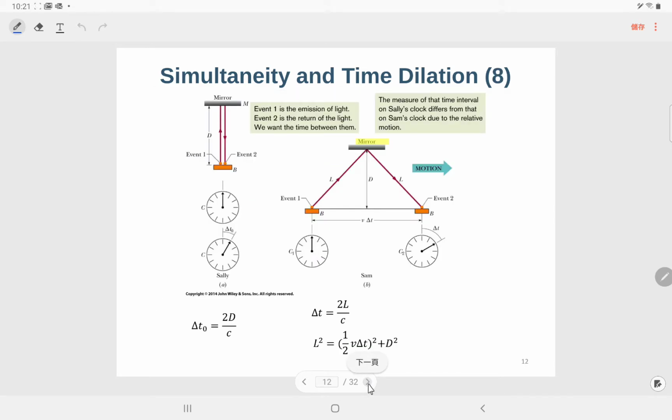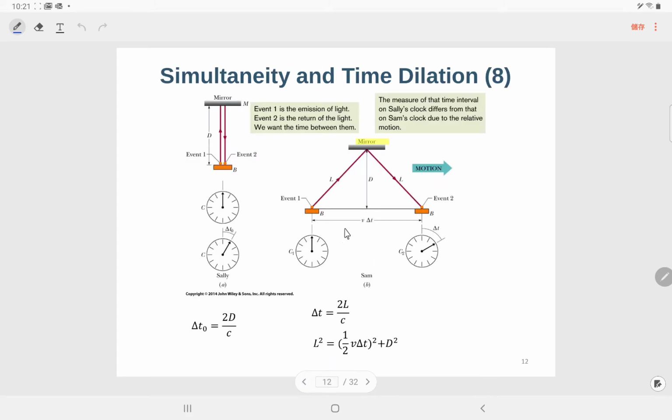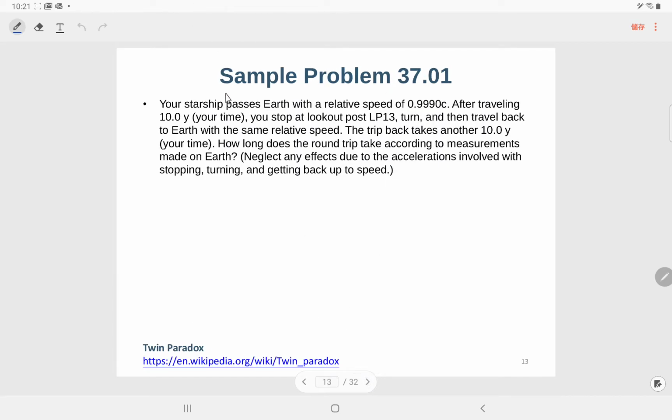Okay, so yeah, it's just a simple derivation. I just let you know. So it's actually the same as what I wrote just now. So there's a sample problem.